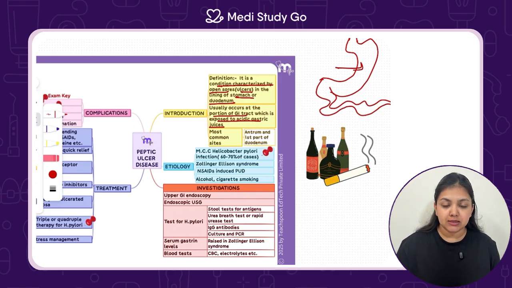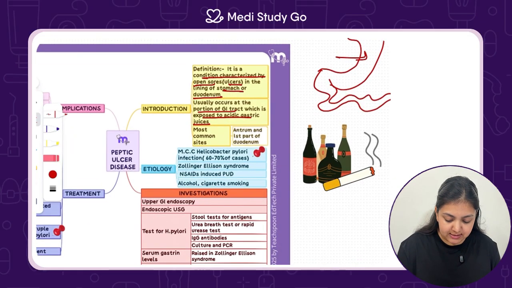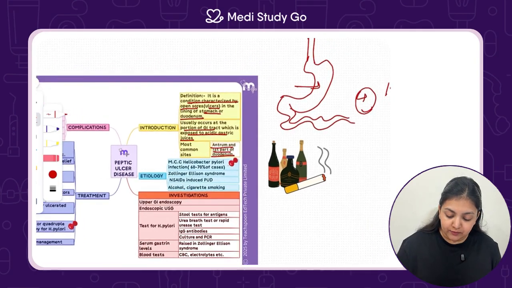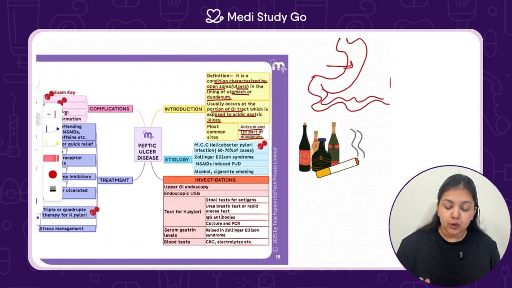So that is mostly in the stomach and some part of the duodenum because the food is just traveling from the stomach towards the intestine. So that area also has gastric acid being present. The most common site is the antrum and the first part of the duodenum, as I've already told you. Now, when we know the definition of something, we know what we are talking about. The next step which we must know is why this is happening, which is the etiology.